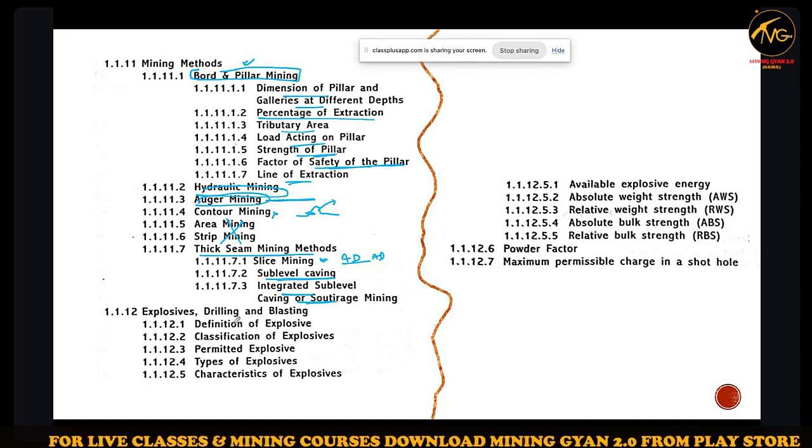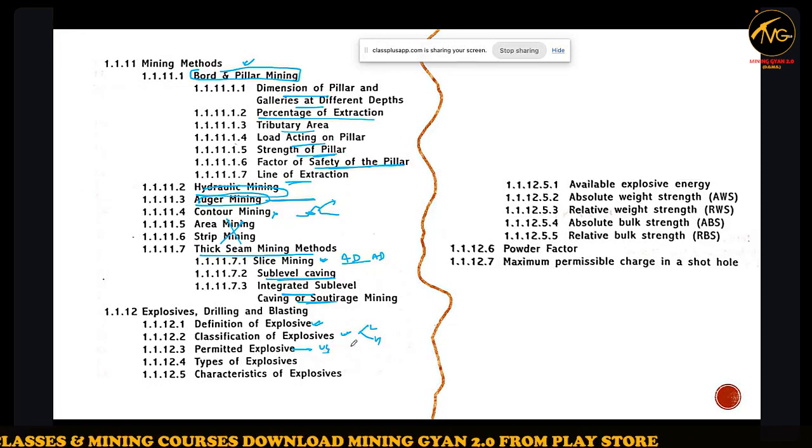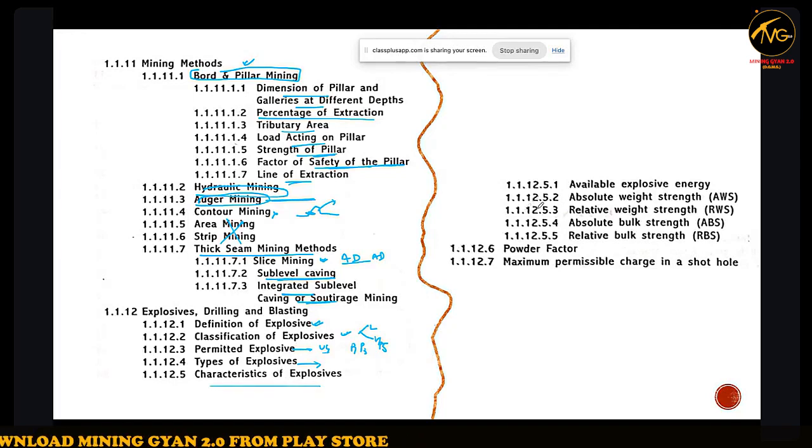Then we have discussed the explosive, definition of explosive, classification of explosive low and high, permitted explosive in use P1, P3, P5. Type of explosive देखे, characteristic of explosive, available explosive energy we have discussed. AWS, RWS we have not seen. Relative bulk strength, power factor I told you it is important, maximum permissible charges in a hole we have discussed.